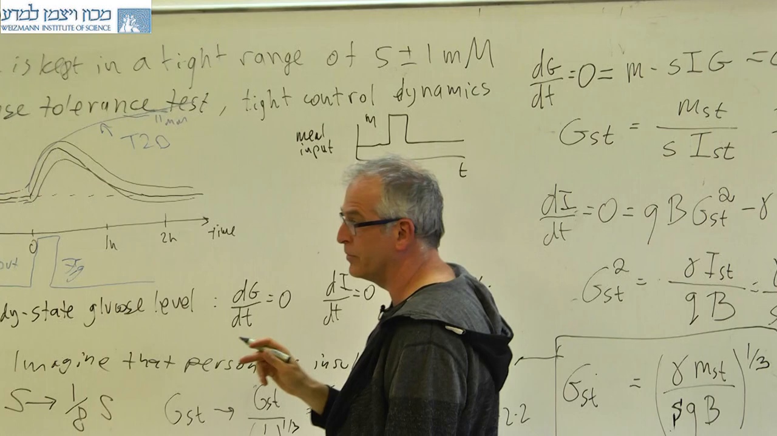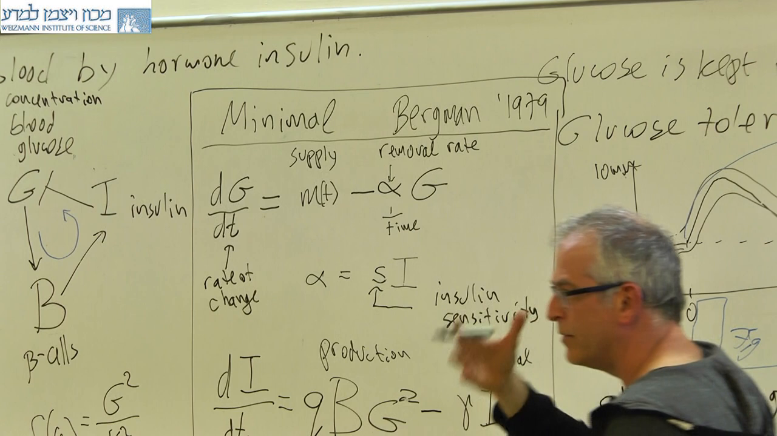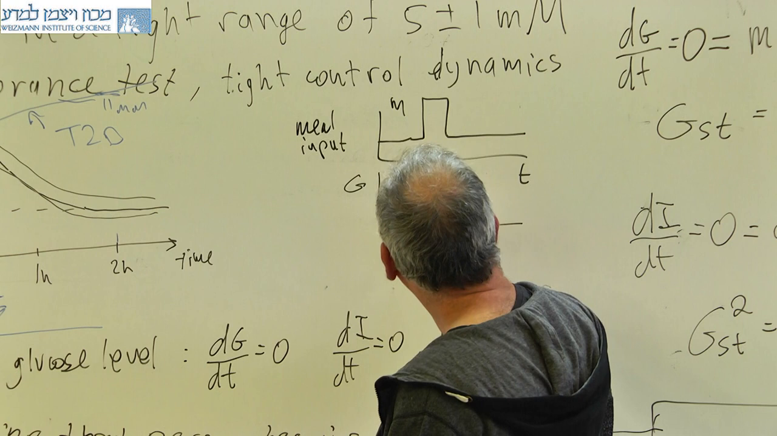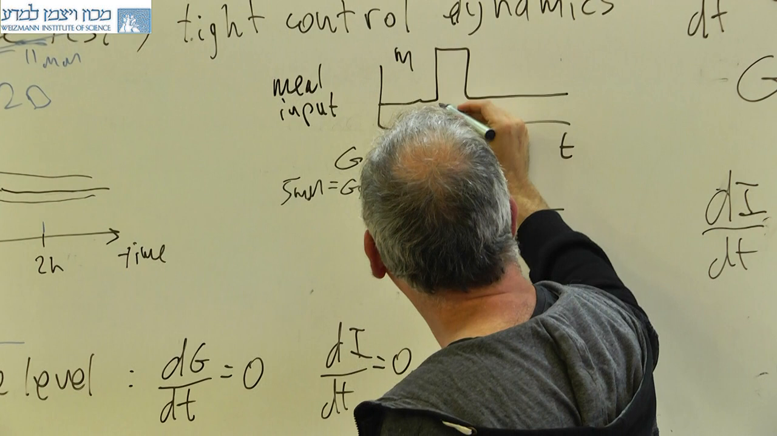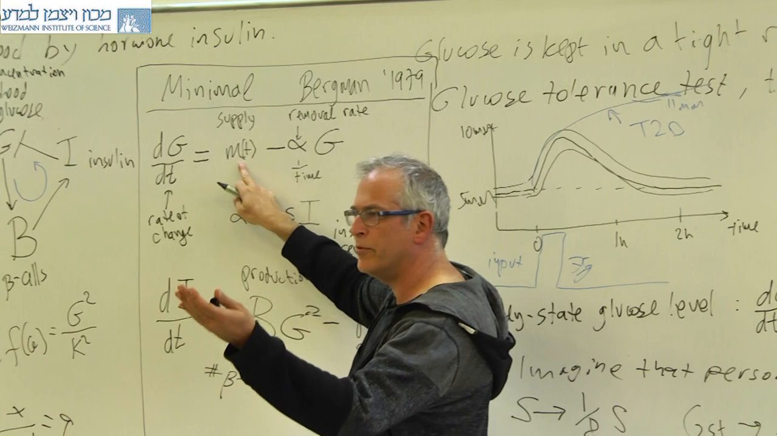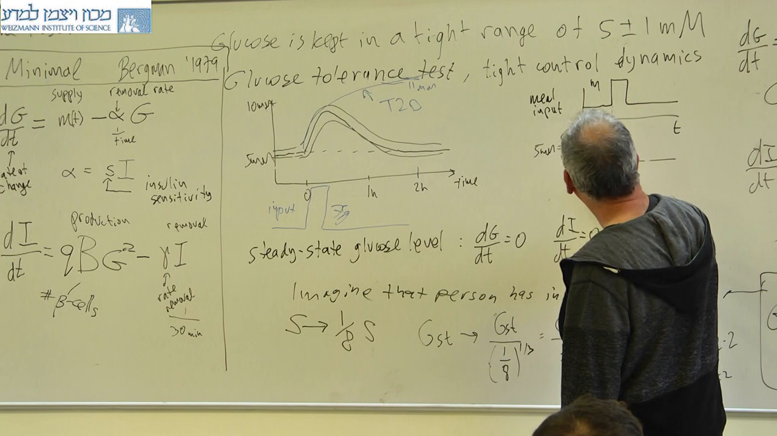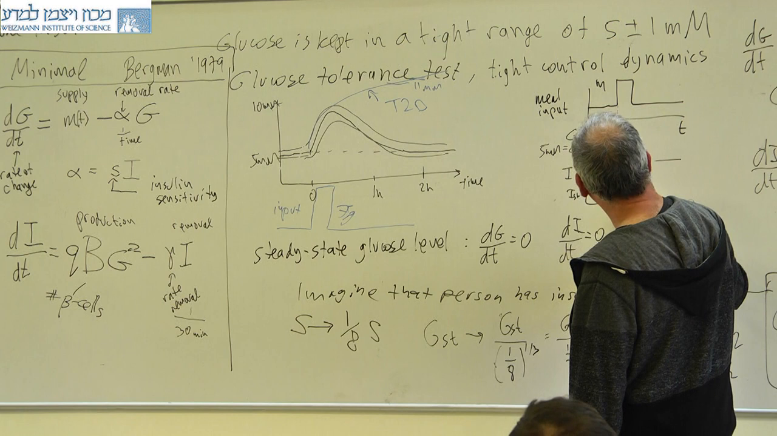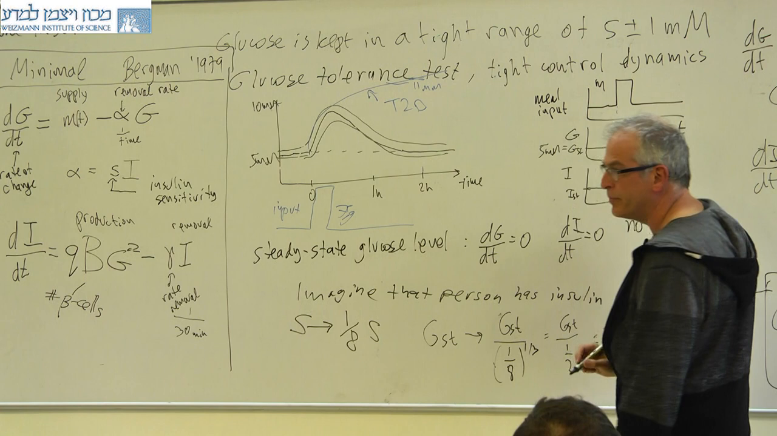We're now simulating the equation. M of t, the supply, rises, and then glucose, which starts at 5 millimolar, what happens to it here? Because of this equation, supply is higher, so its rate of production increases, and it starts going up. Insulin starts at its steady state, and at this time, because glucose is going up, insulin is also going up because of this production term.